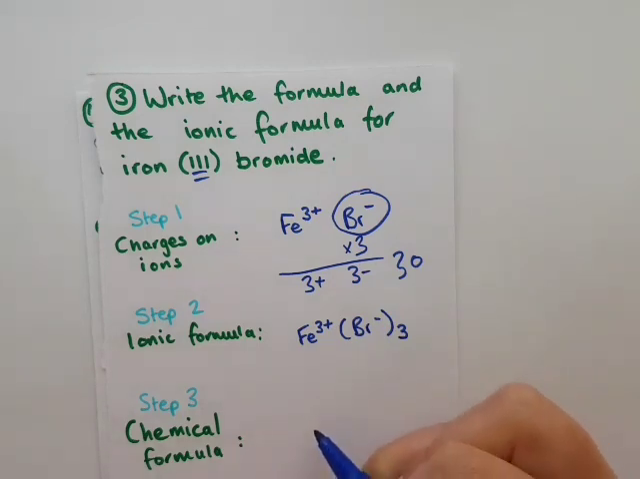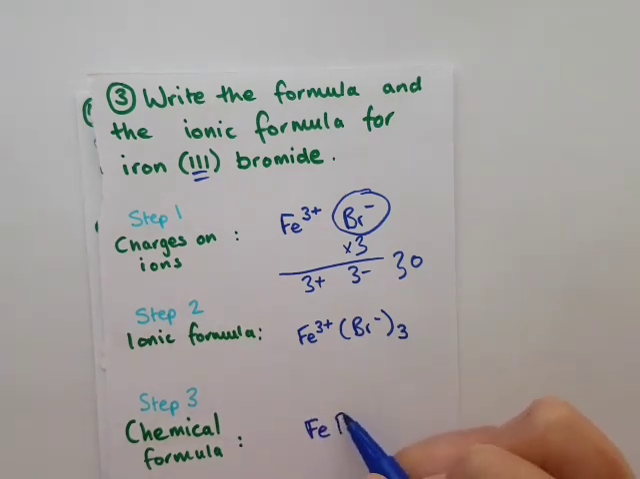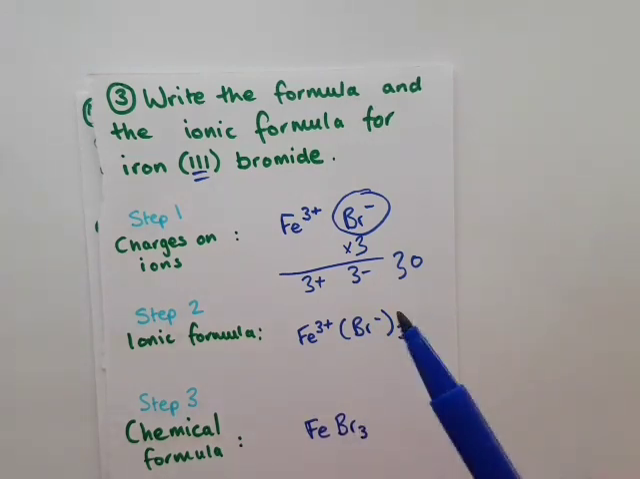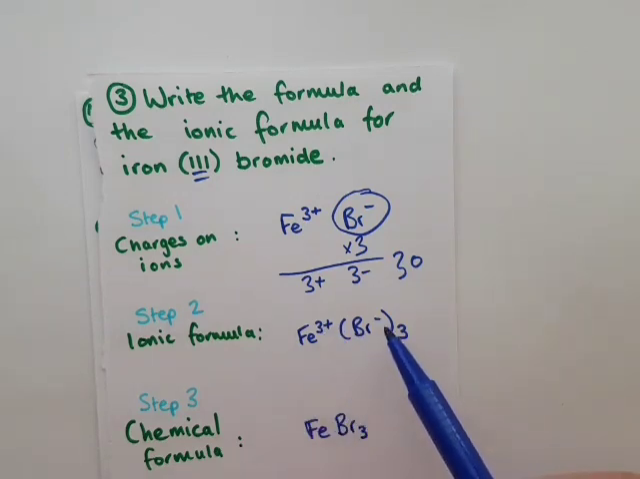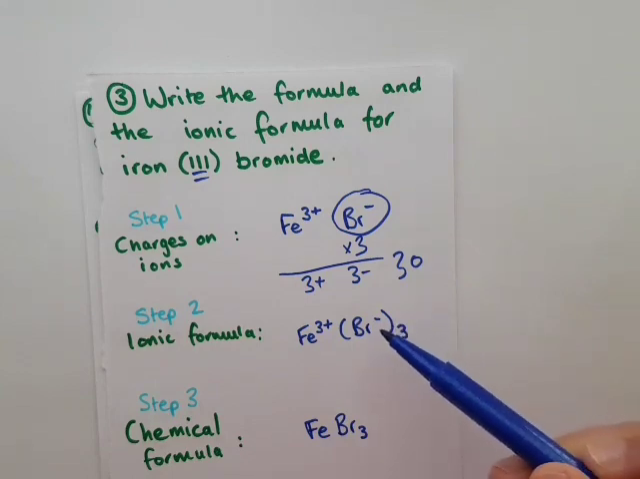Once I've got the ionic formula, the chemical formula is nice and simple because I just need to take out the charges, and the chemical formula is FeBr3. So just like I said at the beginning, make sure you're aware that the ionic formula shows both the charges, 3+ and 1-, and the ratio.